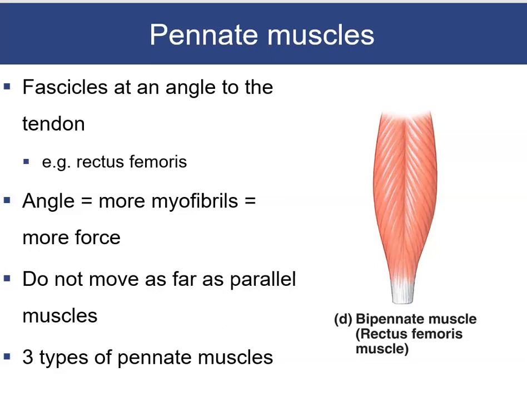Next are pennate muscles. In a pennate muscle, the fascicles are organized at an angle to the tendon. An example of a muscle with this arrangement would be the rectus femoris. Because they are at an angle, you can get more myofibrils in a given area, and as a result, generate more force than a parallel muscle of the same size. There are 3 types of pennate arrangements.